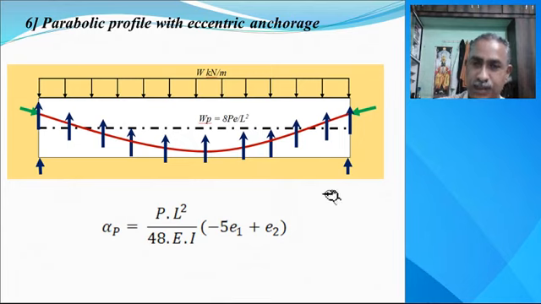If the cable profile is parabolic but eccentricity is there at the support as well as at the center of the midspan, in that case alpha P is equal to PL square divided by 48 EI into (minus 5 e1 plus e2), where e1 is the eccentricity at the center, and e2 is the eccentricity at the support.